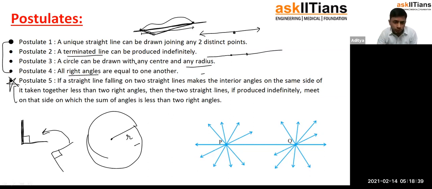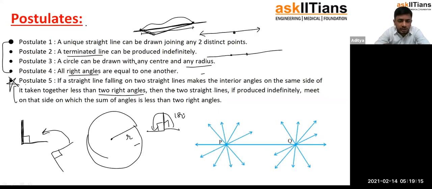So of course, what do we mean by two right angles? Two 90-degree angles. How much do we get if we have two right angles? We of course get 180 degrees. So it is saying that if the sum of the interior angles is less than 180 degrees, then the two straight lines, if produced indefinitely, meet on that side on which the sum of the angles is less than two right angles. Okay, it is a little bit difficult to understand, so let us try to understand it better.